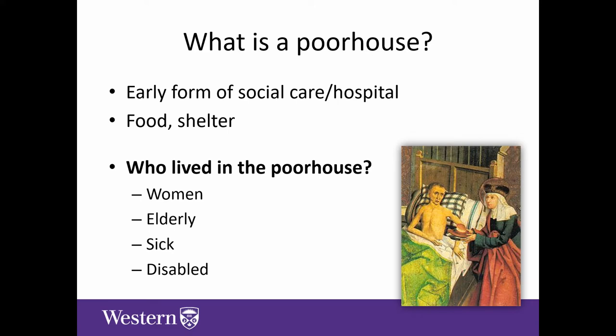So what do I mean by poorhouse? Well, a poorhouse was the earliest form of social care that we see in this place and time. So not yet a hospital, not where there are caregivers per se, but more just consistent food and shelter for those individuals who could not care for themselves, who could not afford their own food or shelter. So this would include widowed women and their children, elderly who didn't have families to rely on. It could be people who are sick, but not really sick, not terminally ill, just unable to take care of themselves for a period, and also the disabled.